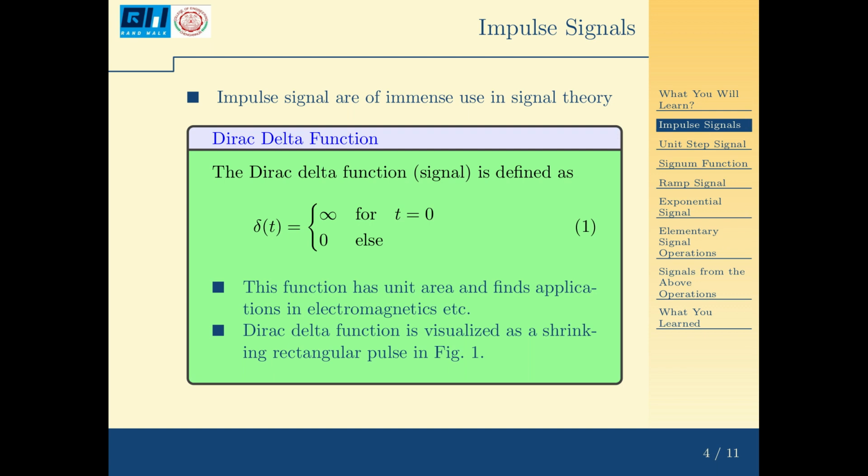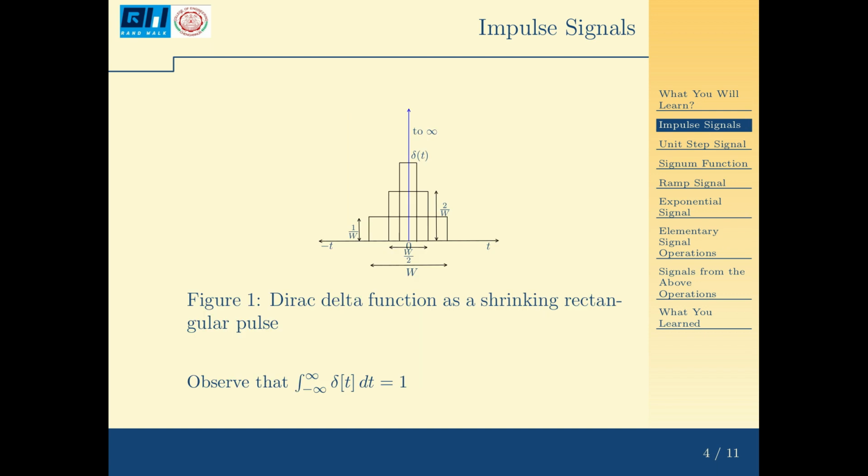The Dirac delta function can be visualized as a shrinking rectangular pulse. Consider a rectangular pulse of width, say, w and height 1/w, so that the area under it is unity. Now let me shrink its width to w/2, so that its height shoots up to 2/w. Then you put the limit w tends to 0, so that this signal shoots up to infinity, keeping the area under it unity. Now you observe that the area under this delta function, the integral from minus infinity to plus infinity of delta(t) dt, is 1.